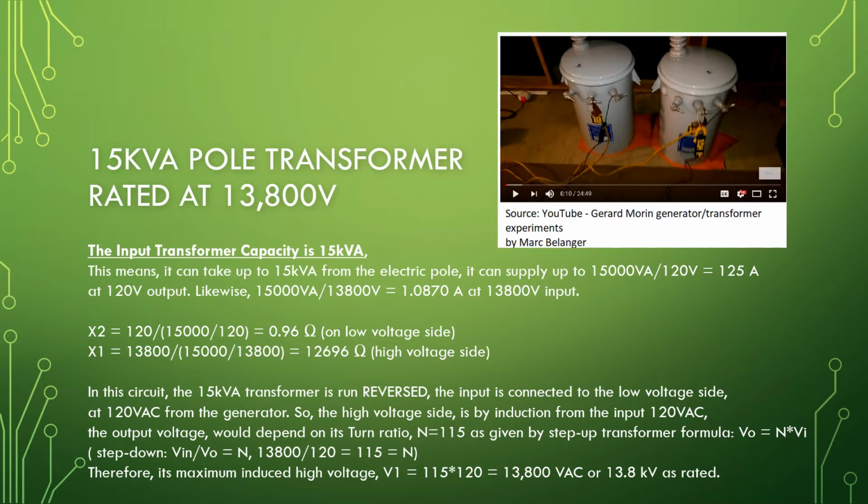Vout equals N times Vin. Step down: Vin divided by Vout equals N. 13,800 divided by 120 equals 115 equals N. Therefore, its maximum induced high voltage V1 equals 115 times 120, equal to 13,800 volt AC or 13.8 kV as rated.